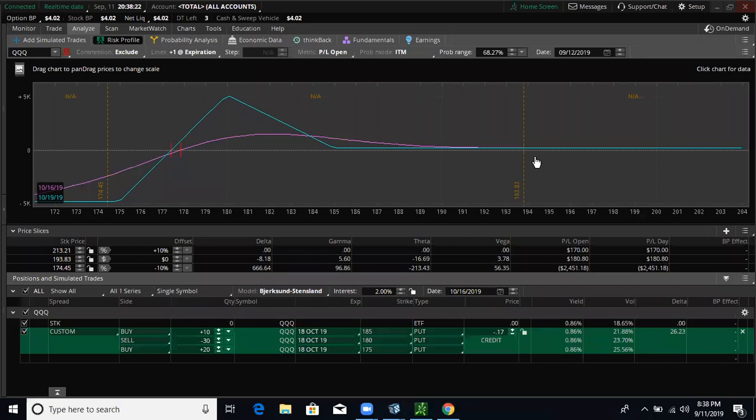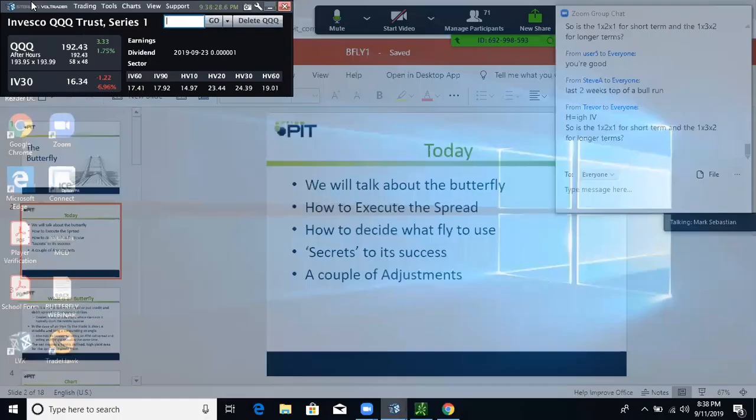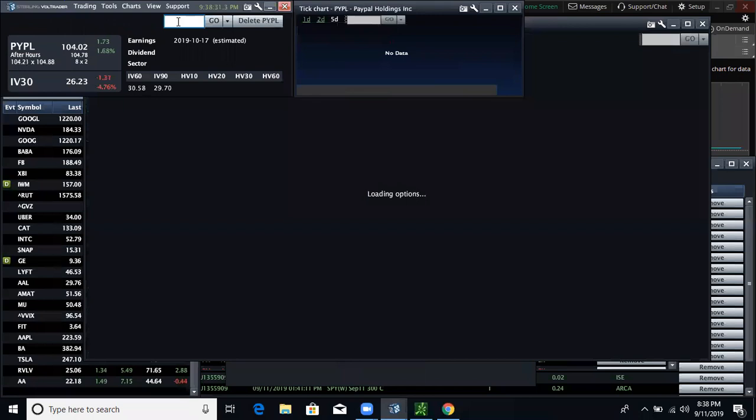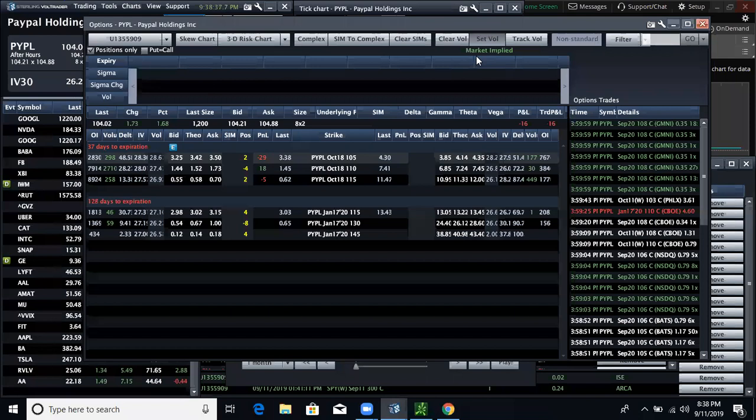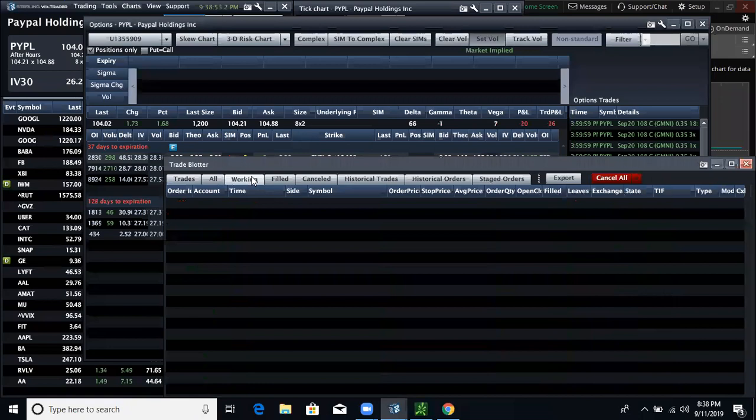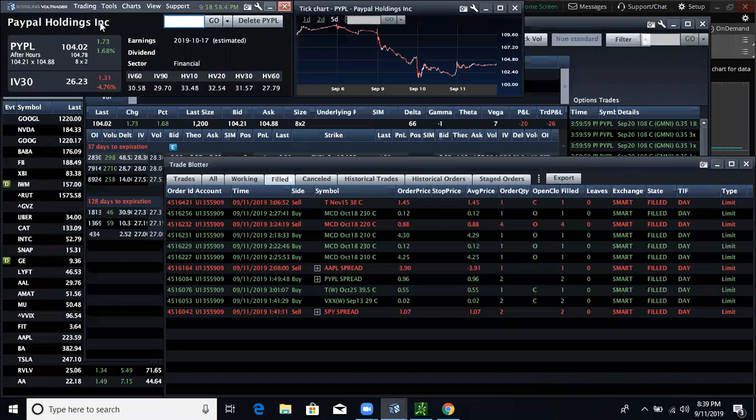Now I will take one stock to look at for a directional trade, and I'll tell you about the one I did today. I put on a PayPal trade, a directional PayPal trade. One by two by one. Did I get the McDonald's done? Oh, good, I did. All right. And the other one I did was McDonald's.